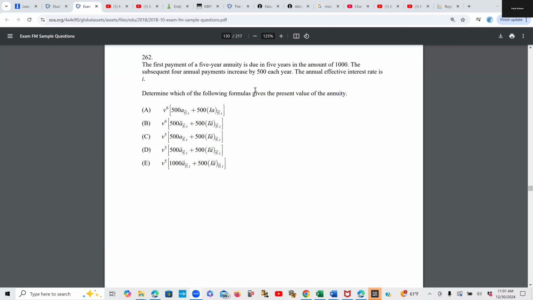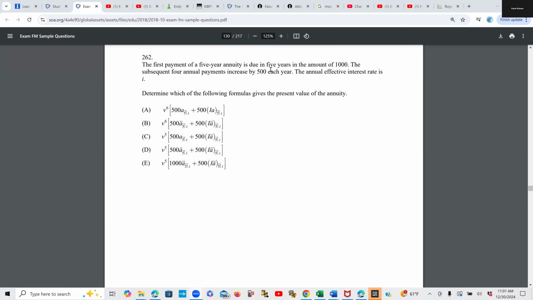First payment of a 5-year annuity is due in 5 years in the amount of 1,000. Subsequent 4 annual payments increase by 500 each year. Which of the following gives the present value of the annuity?